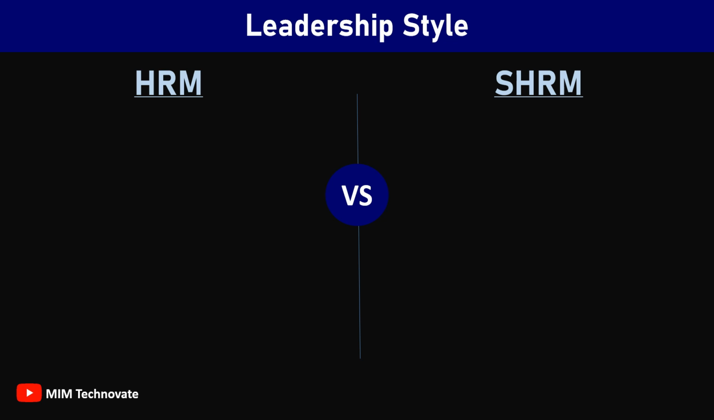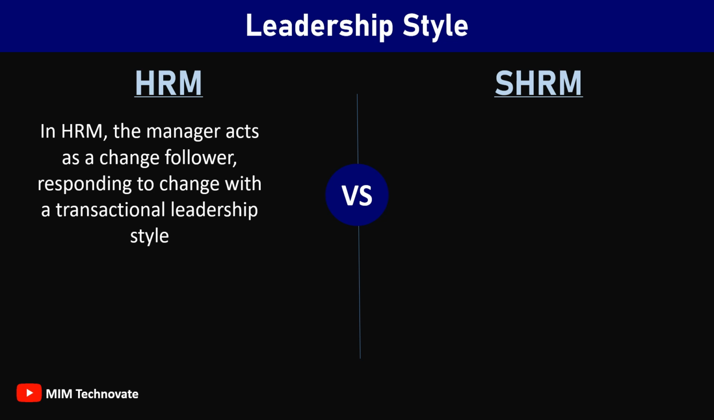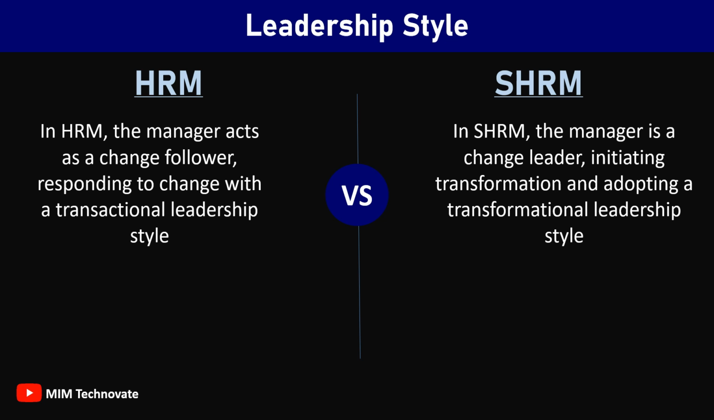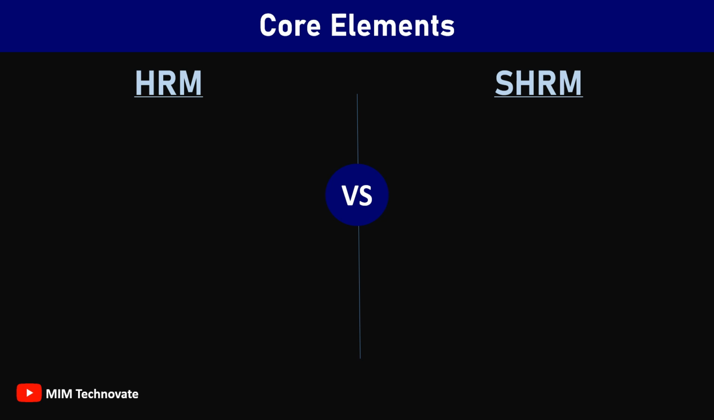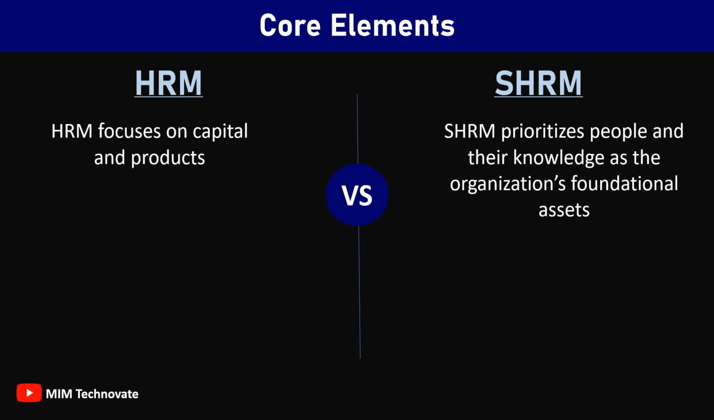Leadership style. In HRM, the manager acts as a change follower, responding to change with a transactional leadership style. Whereas, in SHRM, the manager is a change leader, initiating transformation and adopting a transformational leadership style. Core elements. HRM focuses on capital and products, whereas SHRM prioritizes people and their knowledge as the organization's foundational assets.